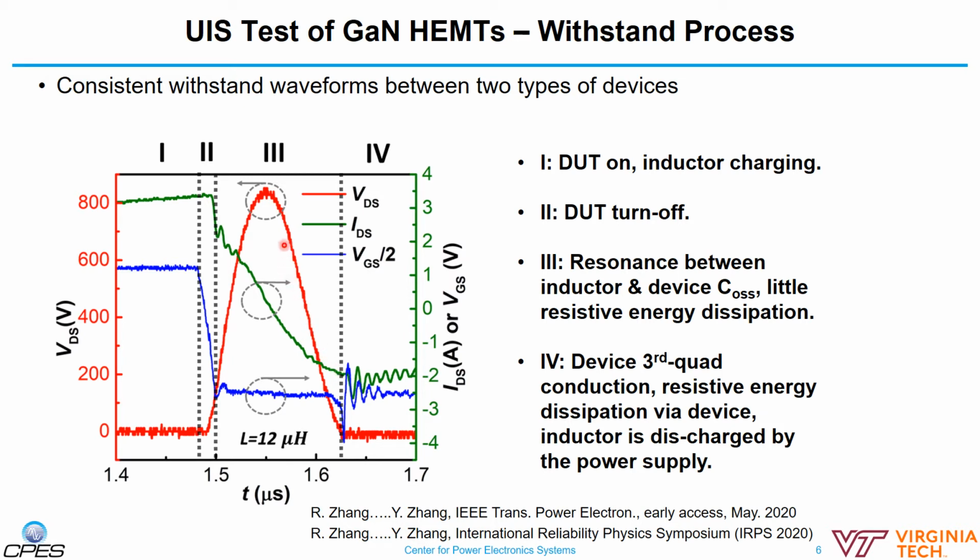So this suggests very little resistive energy is dissipated during this resonance process. Okay, and when the drain voltage resonates to negative values, then essentially the device will turn on in its third quadrant. Then the device is on again, and the inductor will be discharged by the power supply.